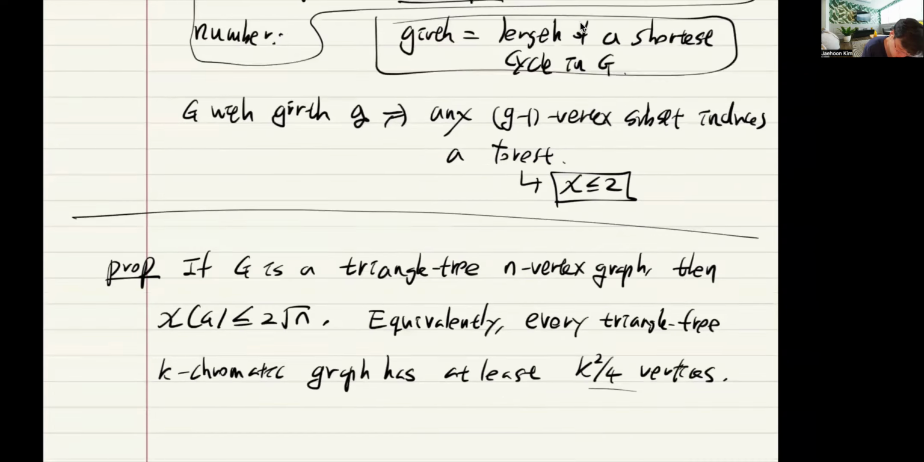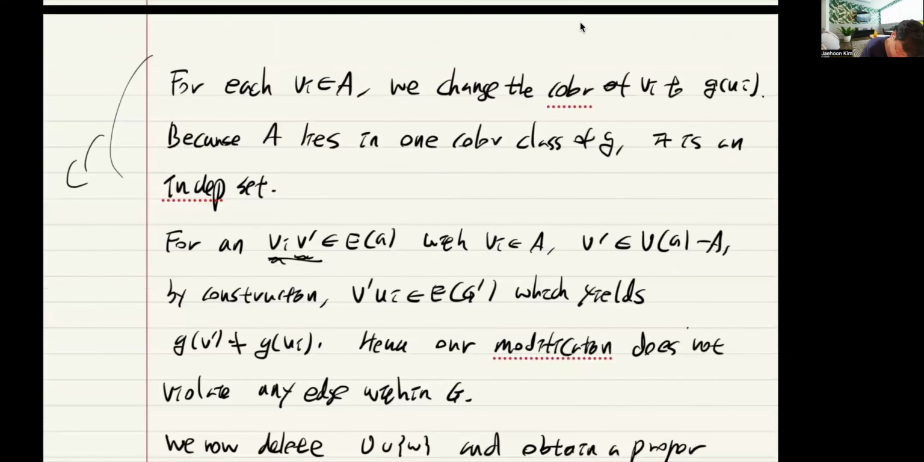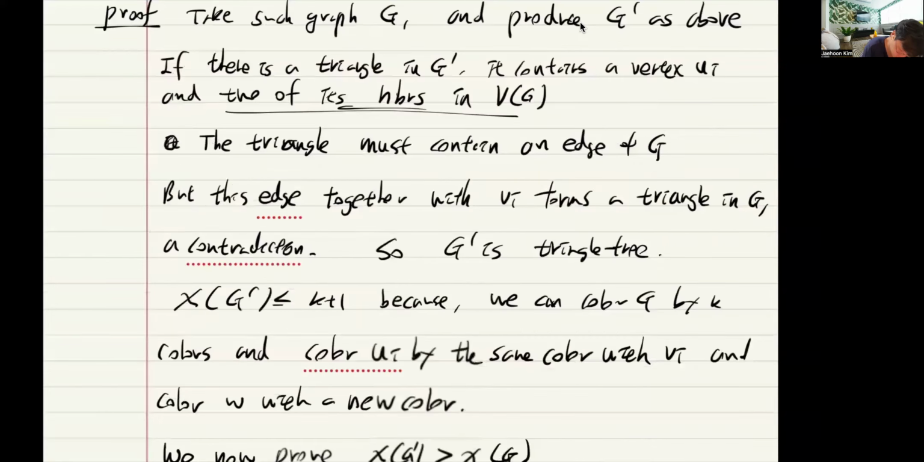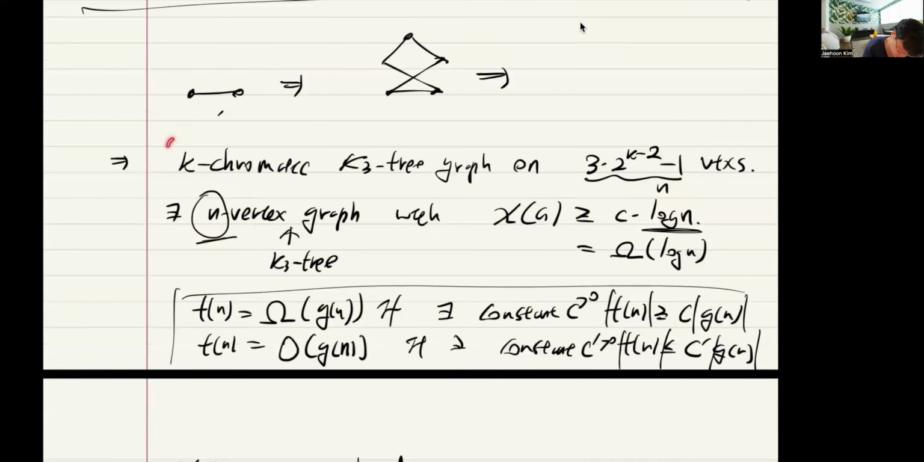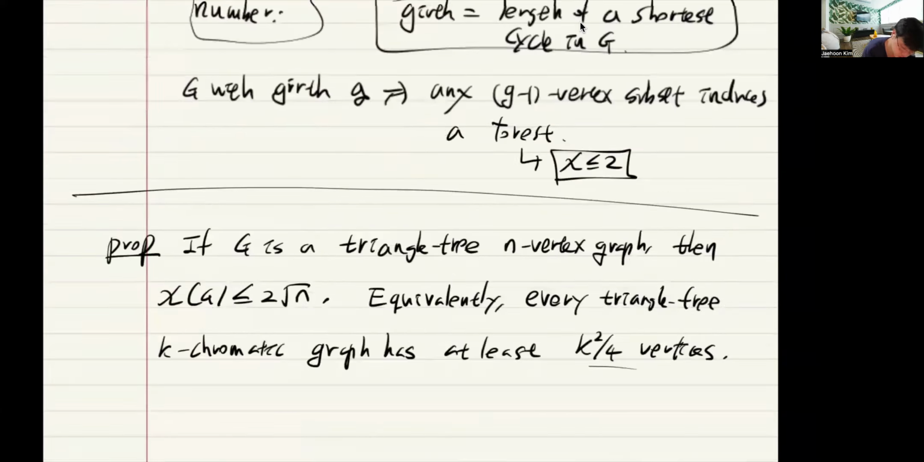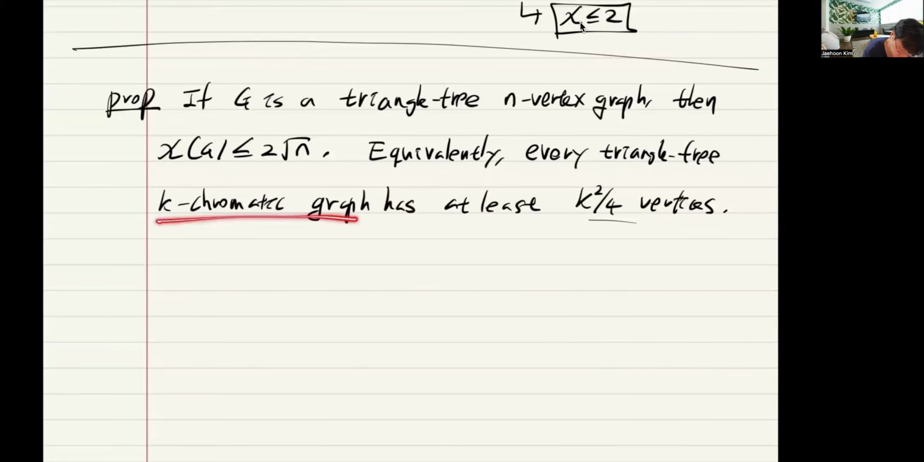So this is quite an improvement over this bound. So it shows that there is a k-chromatic triangle-free graph on exponentially many vertices. No, it's the other way around. Here we show that every triangle-free graph having chromatic number k has at least polynomially many vertices.